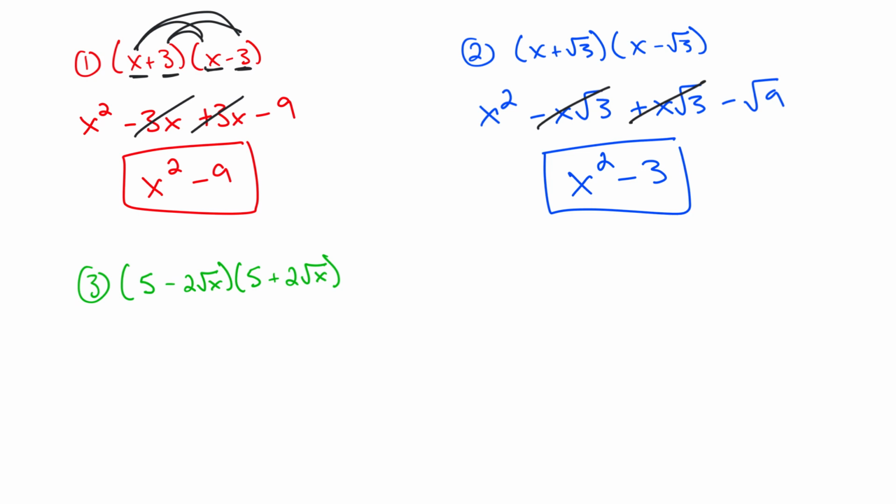Additionally, if you really hate writing out this middle step, again, there's a way to skip this. If you recognize you're multiplying conjugates together, this is just the first term squared minus the second term squared. So for problems like number 3, I could write out this middle step again if I wanted, or just realize it's the first term squared, 5 squared is 25, minus the second term squared. 2 squared is 4, root x squared is x. There's my answer.